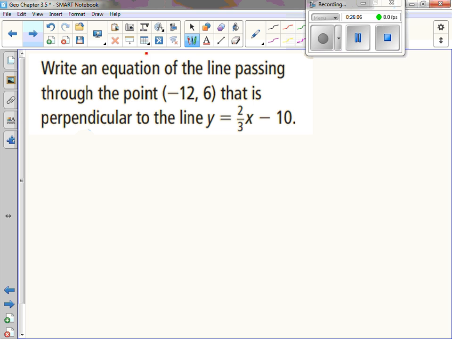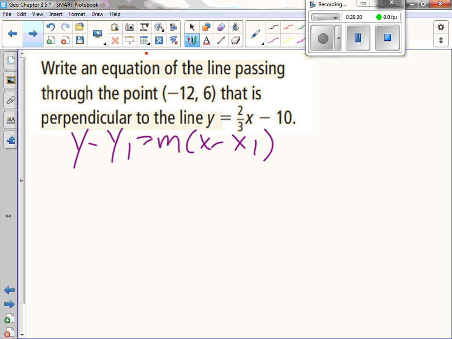Now this one here is a little bit nicer. It went on and gave us the slope. So we don't have to manipulate the line at all, but y minus y1 equals m times x minus x1. So what's our original slope? It is positive 2/3, yes?